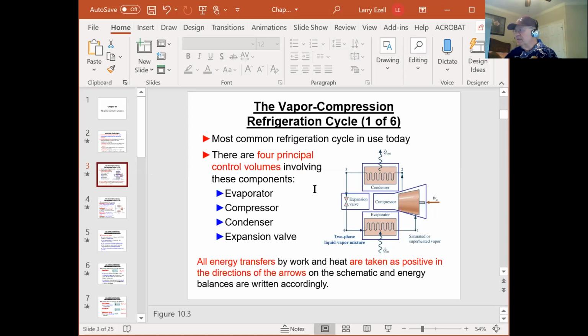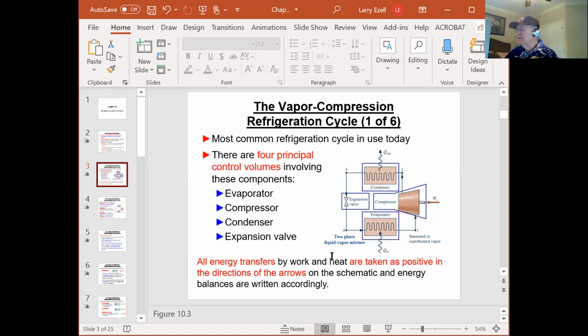So this is a schematic of a typical air conditioning or, they call it, vapor compression refrigeration cycle. It has 4 components. Every one has 4. The evaporator, in air conditioning and refrigeration, is where the cooling is done. That's what does the cooling. We have to have a compressor. We have a condenser and an expansion valve.